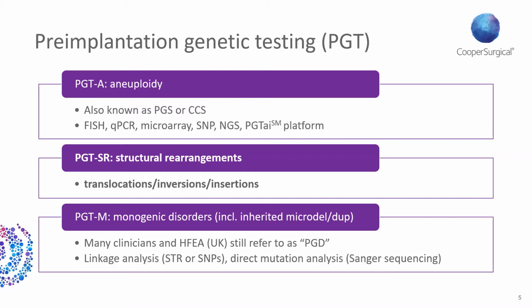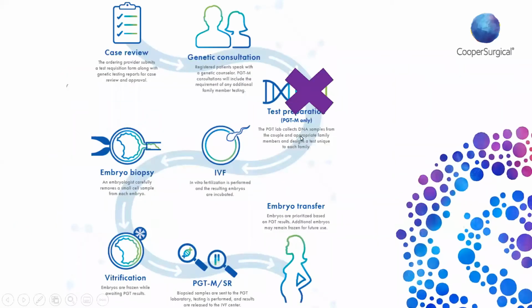So PGS, of course, is now PGT-A for aneuploidy, and PGD previously referred to monogenic disorders and translocations, reciprocal and Robertsonian, and sometimes more rarely inversions and insertions. So that's the focus today. Of course, that's now called PGT-SR, and I'm hoping that we're all going to adopt this new term. PGT-M is the other updated term.